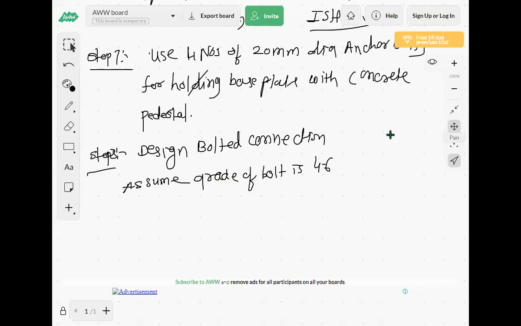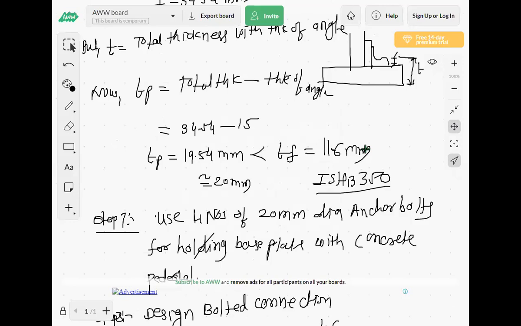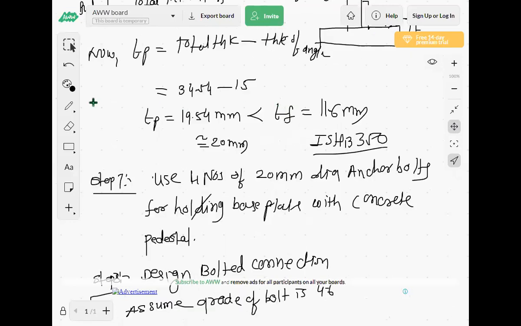Okay, so now, okay, here I have written wrongly. This will be the greater. This will be the greater. Okay, and it is correct. 19.654 will be greater than the thickness of flange, and this answer will be correct.